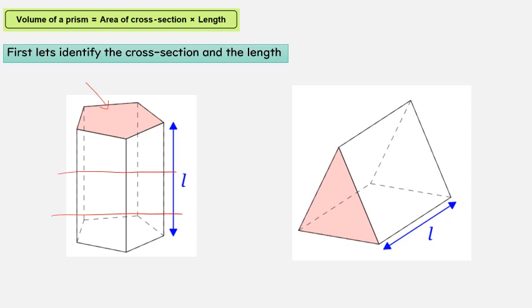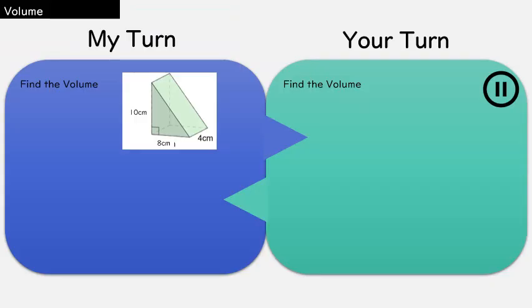And the length is how much it's stretched back. We've taken this face and it's been pulled and stretched all the way down to there. So that's our length. And for the one on the right, our cross-section is that triangle, because again, if I cut that shape there, we'd open it up and we'd always see a triangle. Okay, let's now have a go ourselves.